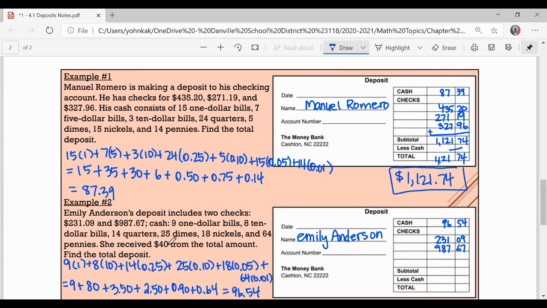Then it says that she's receiving $40 from the total amount, so that goes in the less cash. So I'm going to add these 3 values here, and that gives me $1,315.30. If she's getting $40 back, that's a minus. So that's going to give me $1,275.30 as my total deposit. Okay, so that's one type of deposit slip.